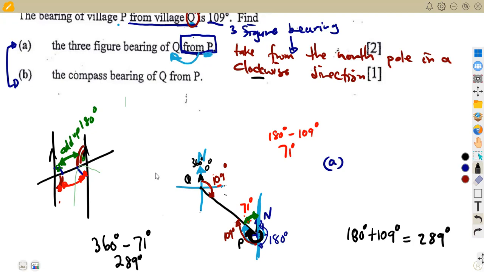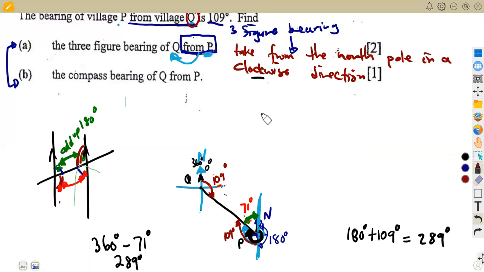So that is the three-figure bearing from the North Pole. You take it from the North Pole in a clockwise direction until you reach the line going from P to Q. That is the whole angle that you take. But when the question is asking you to calculate the compass bearing, take note of that. That is what I was saying: you are supposed to work with the poles now.